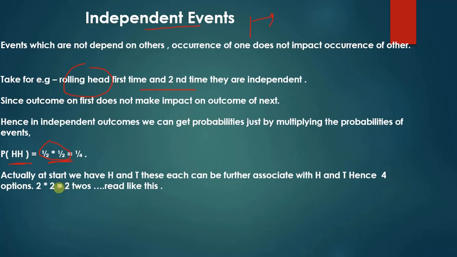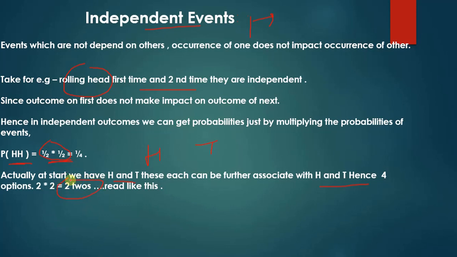Now how can you think about it like this? See, actually at the start we have head and tail. First we have head, then tail, and they can be further associated with head and tail, hence four options. Understanding? Hence four options, 2 times 2, or you can read it as 2 twos.